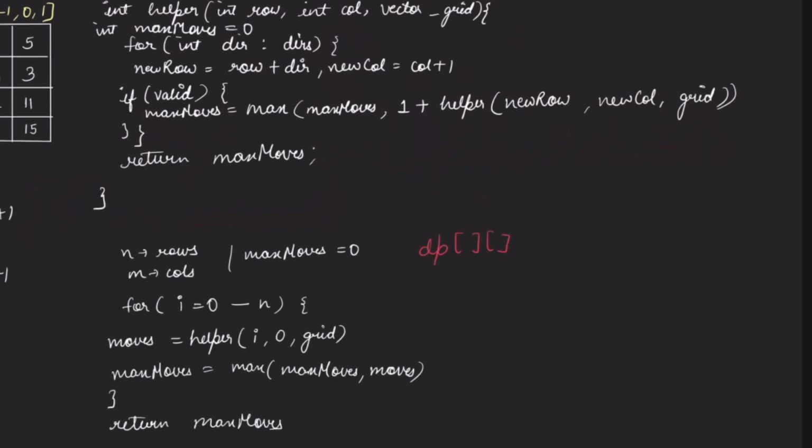Now why is it 2D? Because we are changing two things here, which are the row and the column. So we need a 2D DP where this will denote the row and this will denote the column, right? So here at this point, you can create a DP of size n cross m, right?